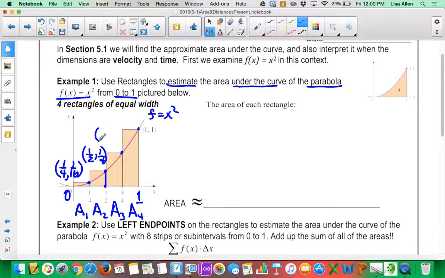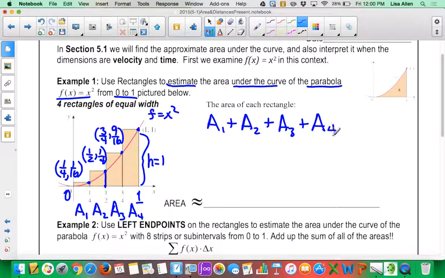And then for the next point, we take 3/4, the x value, square it, and get 9/16. And then for the final right-hand endpoint, we have 1/1, so we know that the height on the end is equal to 1. So what we would need is each rectangle: A sub 1 plus A sub 2 plus A sub 3 plus A sub 4. What we're going to be producing here is R4, which we use for the right-hand approximation with 4 subintervals for the area under the curve.